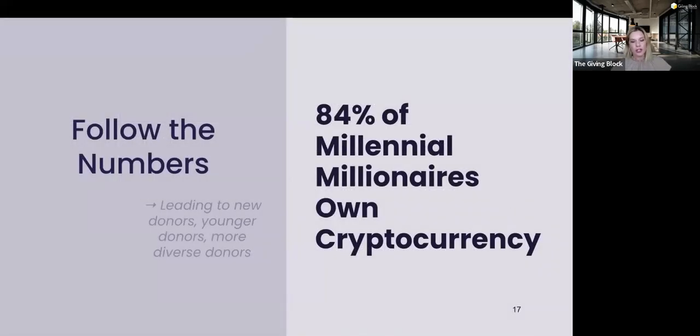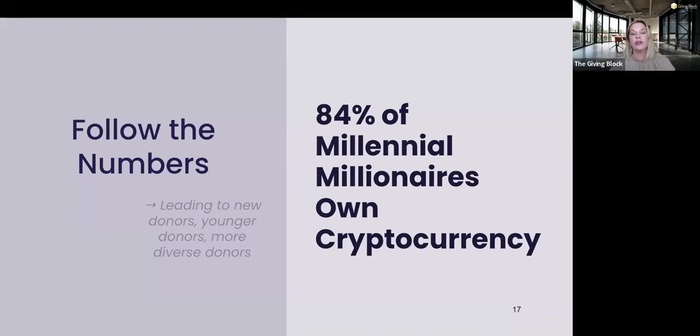Another thing we love to talk to our nonprofits about is to follow the numbers. And I would love to dig in a little bit more into the demographic of a crypto holder. So 84% of millennial millionaires own cryptocurrency, and 94% of crypto users are millennial and Gen Z. Your average crypto investor is on the older side, the older millennial, 38 years old. And their average income is about $110,000, which is much higher than the national average.